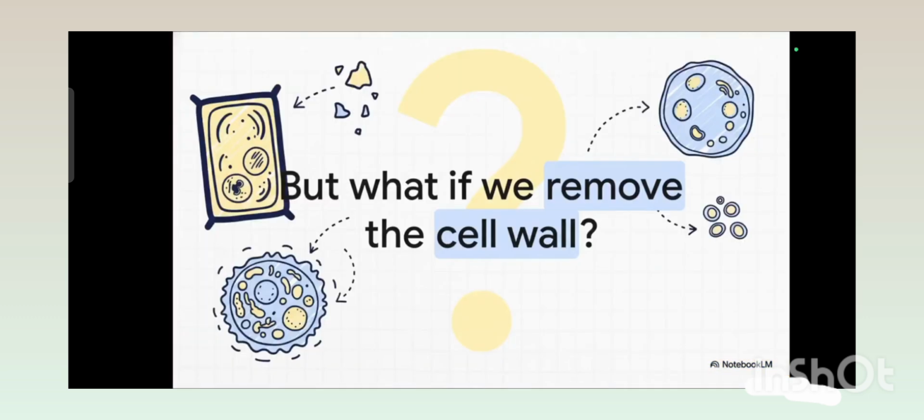They asked a really simple but kind of profound question. We all agree the cell wall is what makes a plant cell so rigid. But what if you just take it away? What's the actual cell like underneath all that armor? Is it still totally different from an animal cell, or is that wall just hiding a big secret?